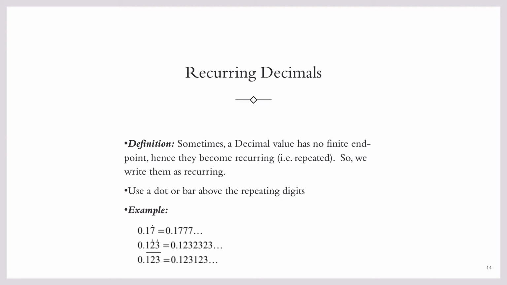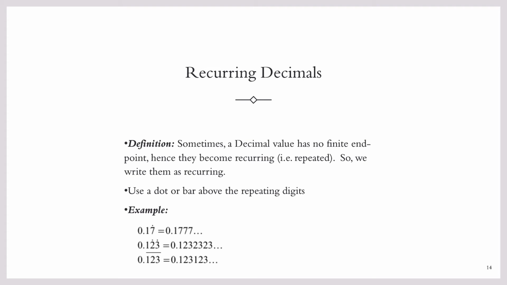Next up, we have the concept of recurring decimals. Sometimes a decimal value has no finite endpoint and becomes repeated values, which is what we call recurring. So we write them as recurring. We use a dot or a bar above the repeating digit. For example, there are 3 examples given here.